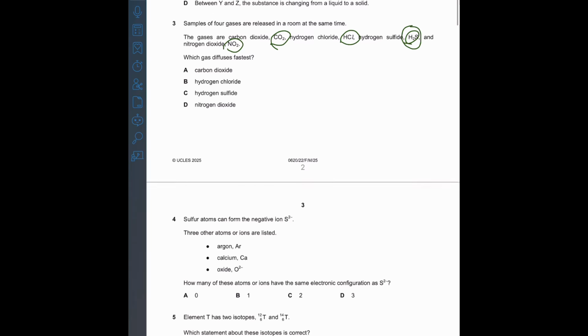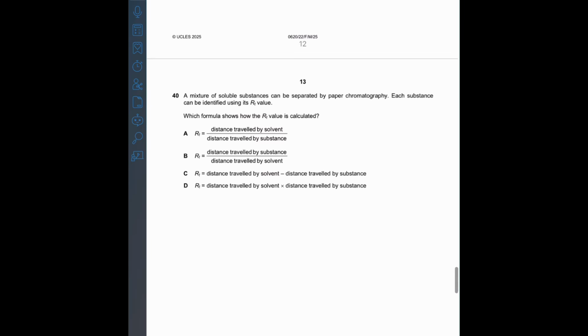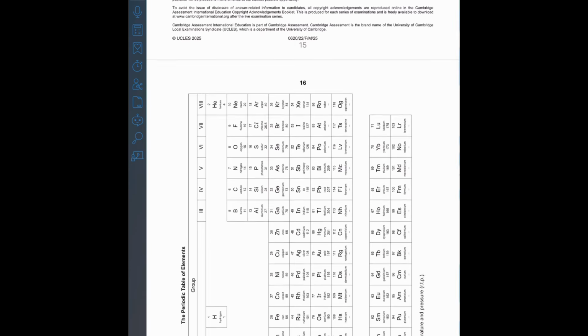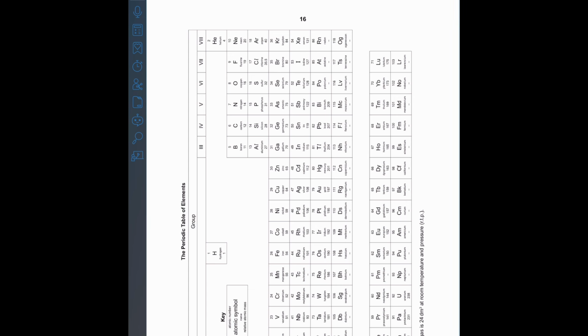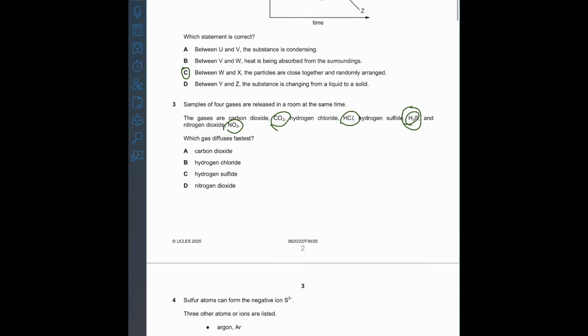We can go to the periodic table and see. We can see here that sulfur has 32 and there is 2 hydrogen, that means 34, which is already less than hydrogen chloride, and carbon dioxide and nitrogen dioxide are heavier if you compare the masses. So the answer is pretty clear and it's hydrogen sulfide.